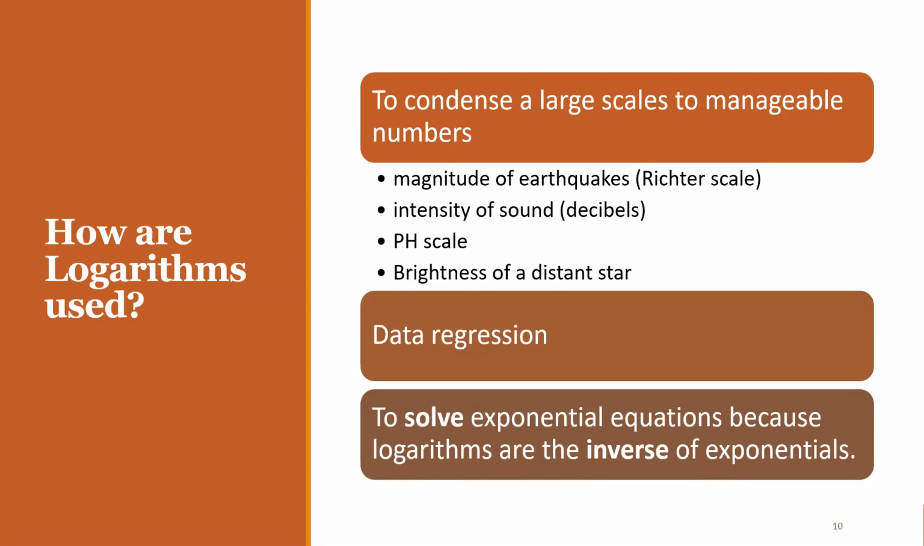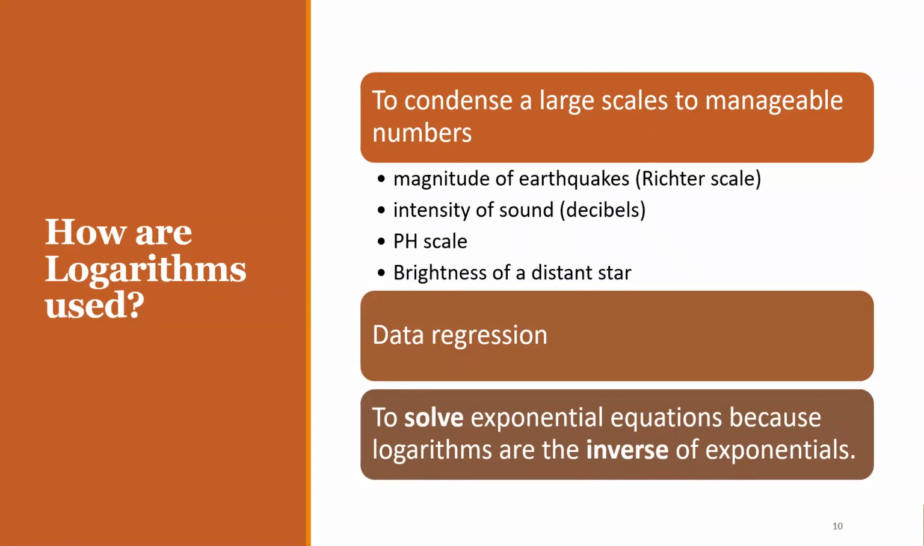Earthquakes are measured by how much energy they release. They release a huge amount of energy, numbers that we can't even really wrap our brain around. And so those numbers are reduced to manageable numbers via the Richter scale. The same is true with the intensity of sound. The faintest noise has a very, very small decimal for its intensity. And so those numbers are converted to manageable numbers called decibels.